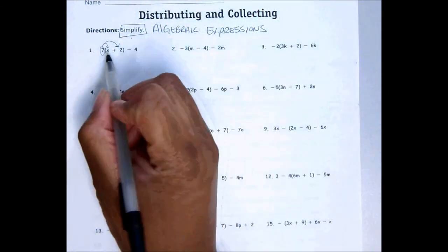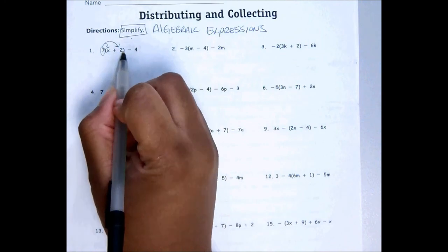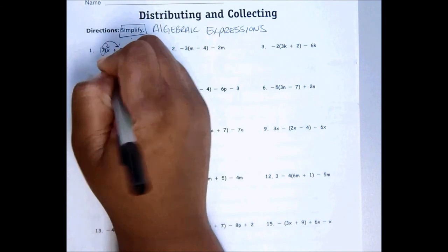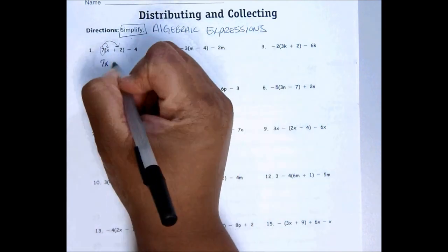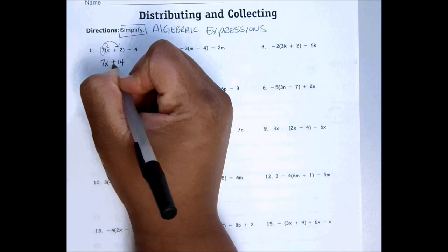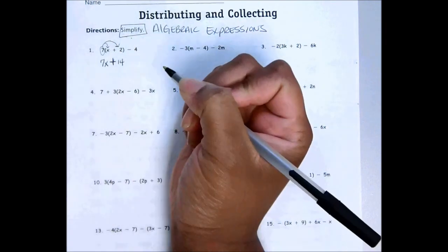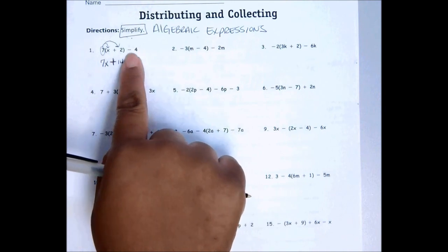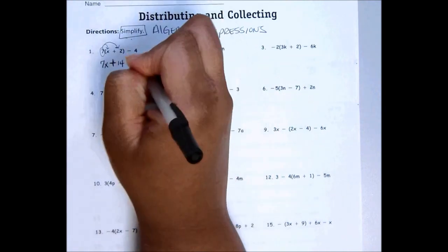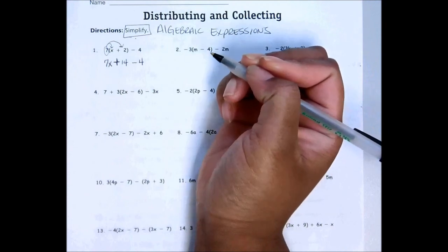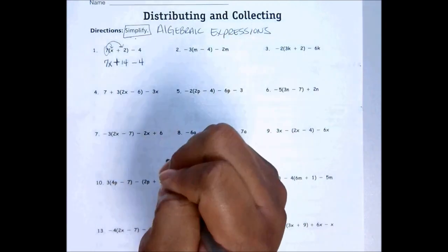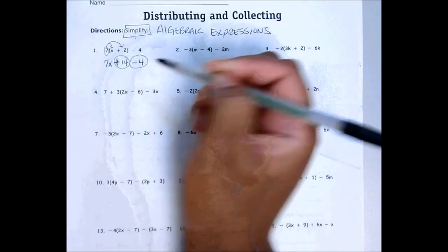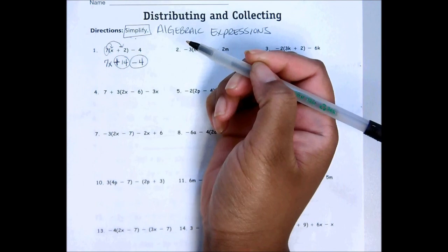So, since I have two things inside of this parentheses, I'm going to have two things that are right. 7 times x is 7x. 7 times 2 is 14. Now, does the 7 go to the negative 4? No, because it is not in the parentheses. So now we ask ourselves, do you see any like terms that you need to combine? And I see them here and here. So what is 14 minus 4?